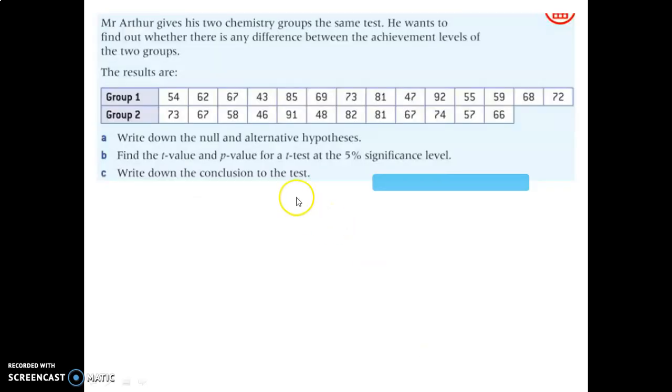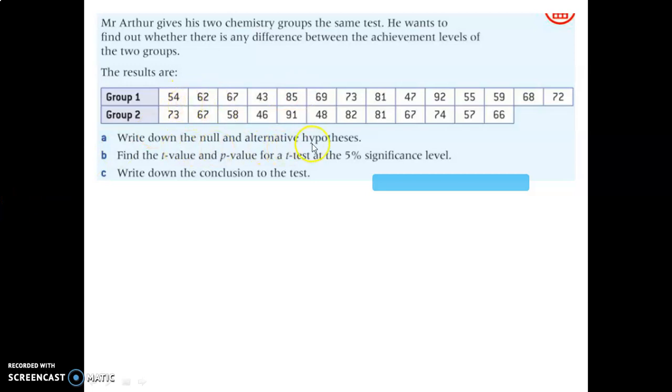Okay, our first example here. Mr. Arthur gives his two chemistry groups the same test. He wants to find out whether there's any difference between the achievement levels. So here's group 1's achievement, here's group 2's achievement. We have two sets of data. Both of them can be normally distributed because grades are typically considered normally distributed in a bell curve. So we can compare that using a t-test.